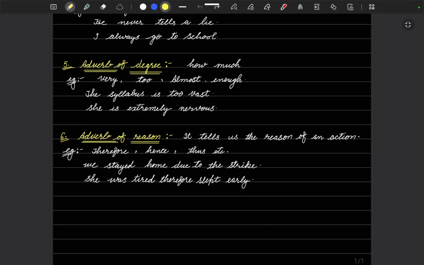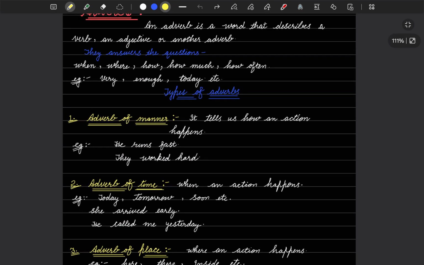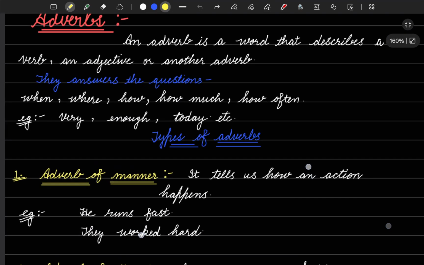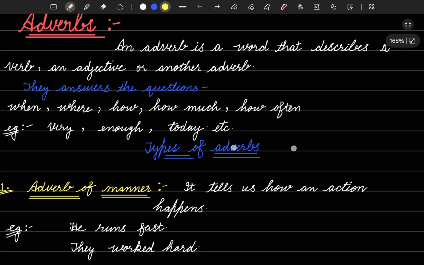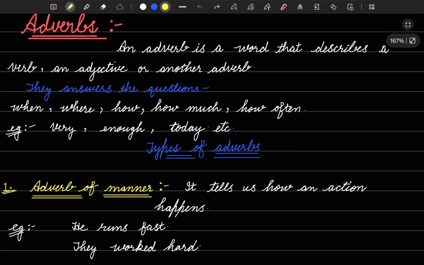So hello students, after adjective our next topic is adverbs. So first of all, its definition on the screen. What is an adverb? An adverb is a word that describes a verb, an adjective or another adverb. Adverb tells us about verb, adjective or adverb.